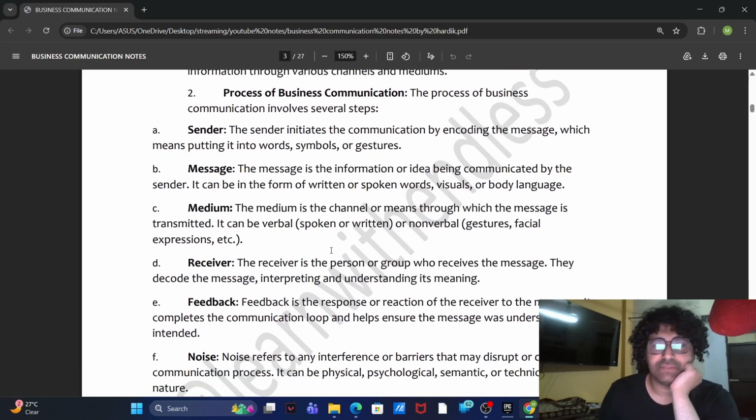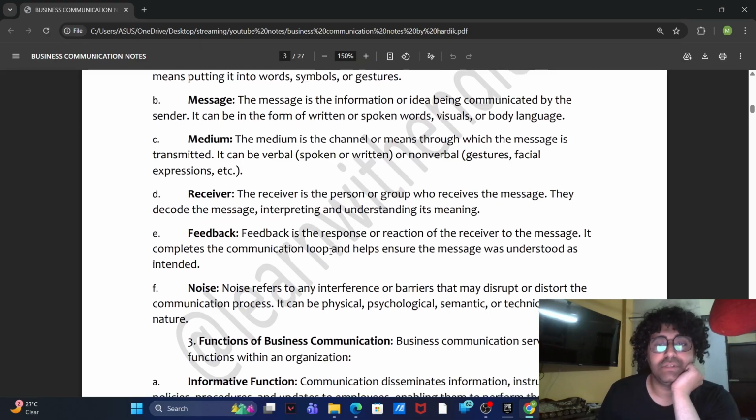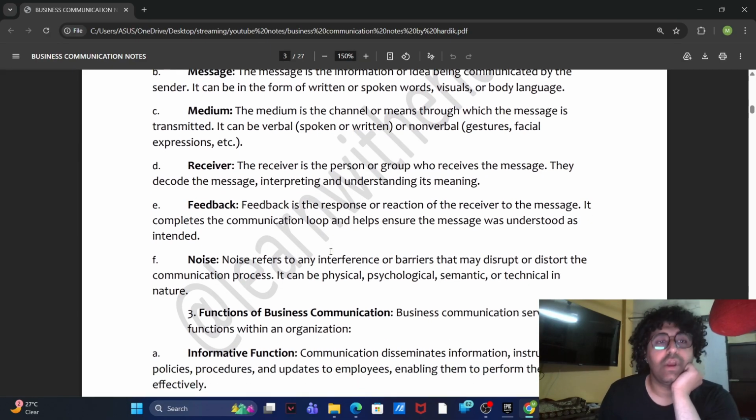Medium. The medium is the channel or means through which the message is transmitted. It can be verbal, spoken or written, or non-verbal, gestures, facial expressions, etc. Receiver. The receiver is the person or the group who receives the message. They decode the message, interpreting and understanding its meaning. Feedback. Feedback is the response or reaction of the receiver to the message. It completes the communication loop and helps ensure the message was understood as intended.